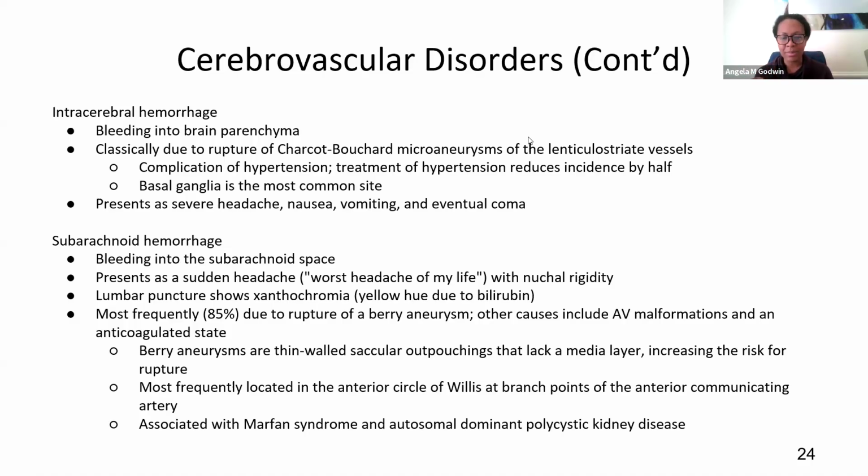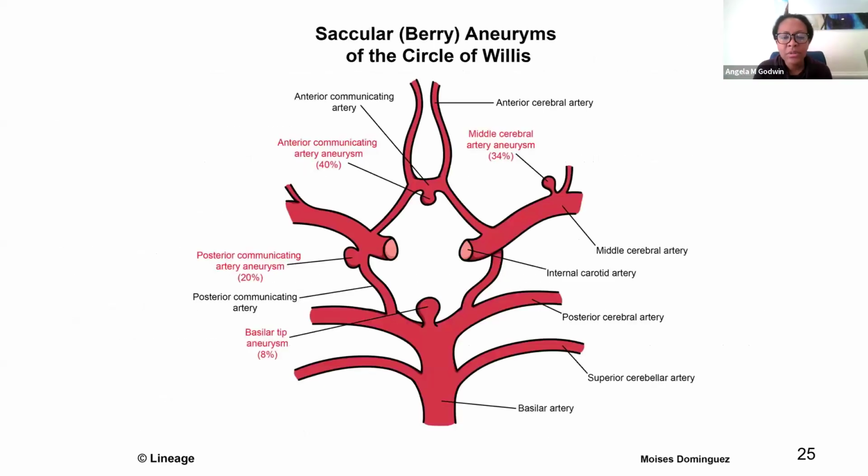If someone is suffering from hypertension, that can make them more susceptible to an aneurysm, which of course makes them susceptible to an intracranial hemorrhage. The basal ganglia is the most common site for these aneurysms to take place. And these people, when they come in, present with headache, nausea, vomiting, and it can lead to a coma if not caught in time. So what I mean by that, which I think I had a picture, is these microaneurysms within those lenticulostriate vessels, looking closer to that circle of Willis.